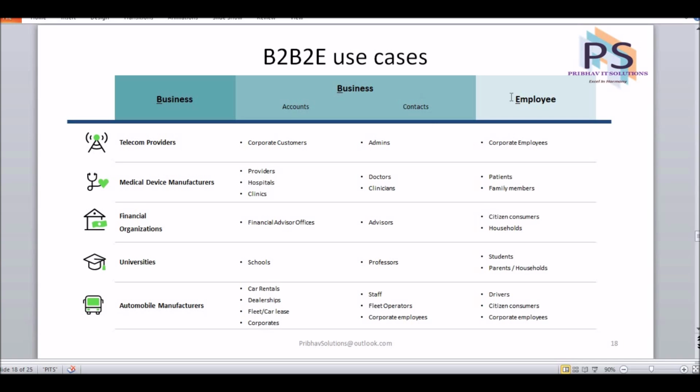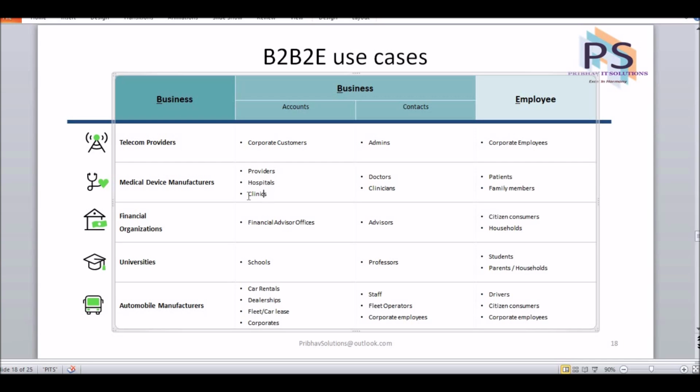So B2B, if you want to understand, you can skip this employee part. Let's take one of the medical devices example here. So medical devices seller is selling some of the products to providers, hospitals and clinics. So these are the accounts. We have multiple hospitals listed as an account for this particular seller. So think of a CT scan machine. CT scan machine is basically sold to multiple hospitals, multiple service providers, multiple clinics, right?